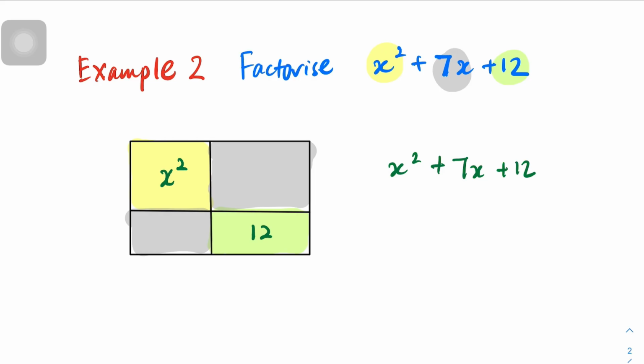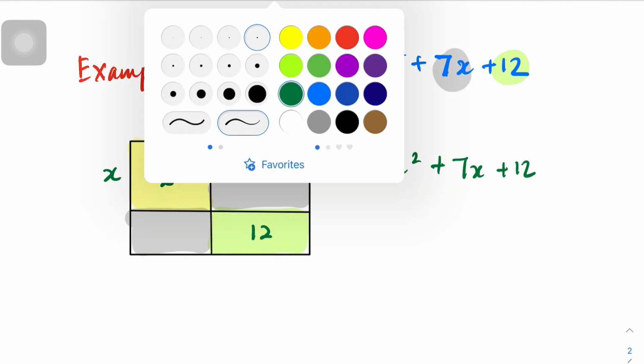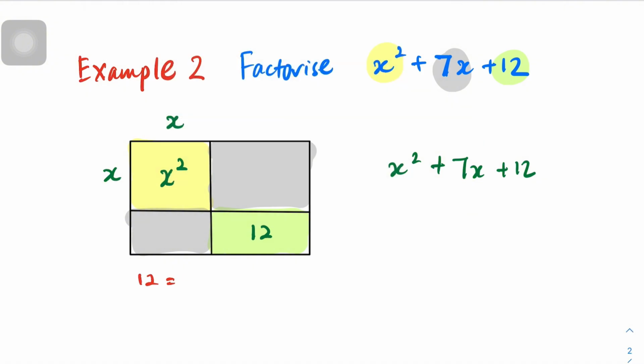Okay, we know for sure that x times x is definitely going to give us x squared. Alright, how can we get 12? There are many ways we can get 12. For example, 12 can be 1 times 12. It can also be 2 times 6. It can also be 3 times 4. Which combination will give us 7x?